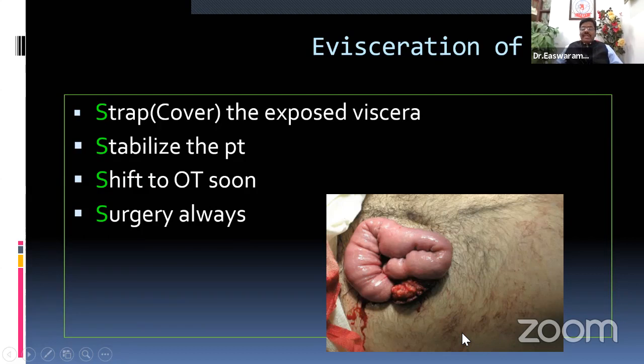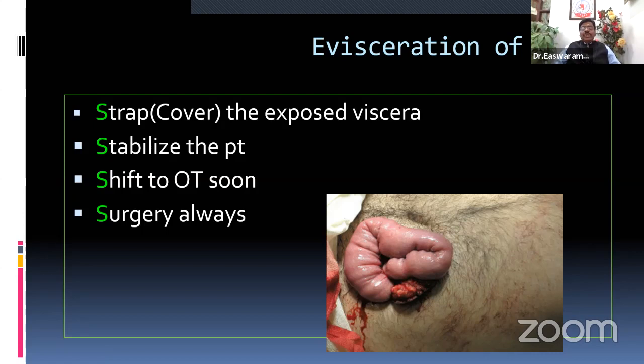The next rare condition you will see is an evisceration of the bowel. Bowel hanging, coming out through a small hole. Okay, evisceration of bowel, that is called. If the patient is coming after a bullhorn injury, and if we see a bowel, don't try to push it in because it is very, very difficult in a tense abdomen.